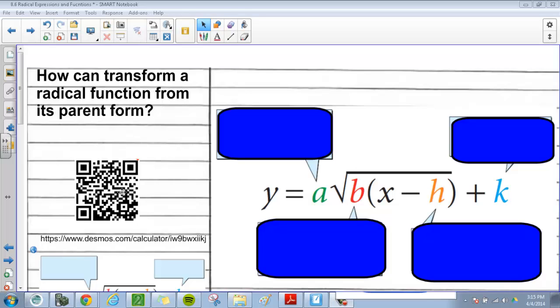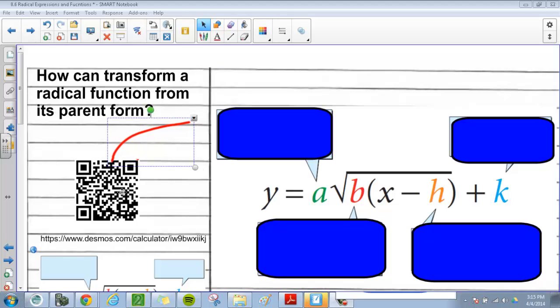Now let's talk a little bit about the transformations of radical functions. When I say transformation, what I'm talking about is how you can manipulate the shape and the look of a radical function. For instance, this is a radical function. What do I have to do to the equation of this radical function to make it go up? Or to make it go down? Or to make it go to the right or the left?